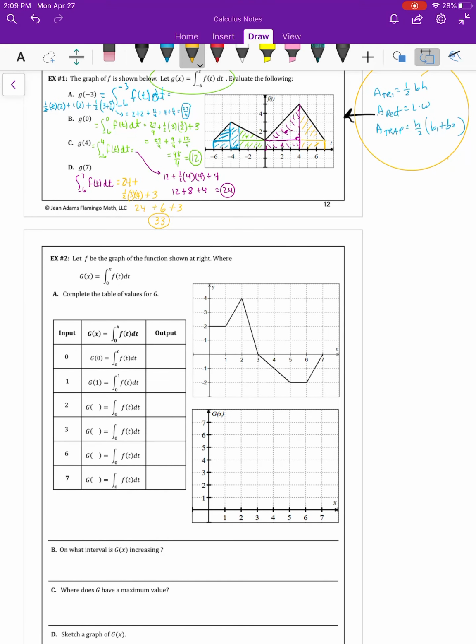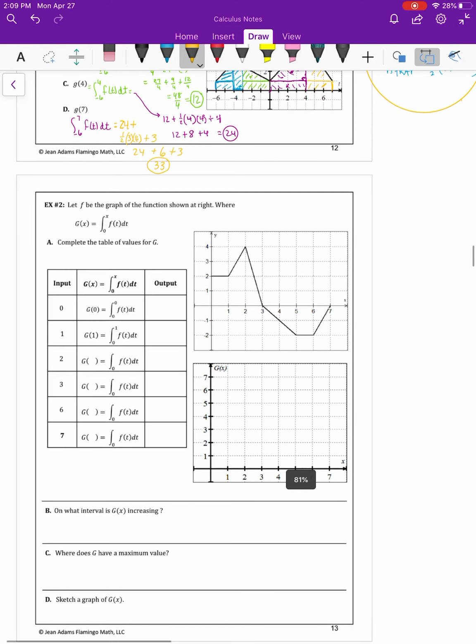All right, so now let f be the graph of the function shown at the right, where capital G of x equals the integral from 0 to x of f of t dt. Complete the table of values for g.